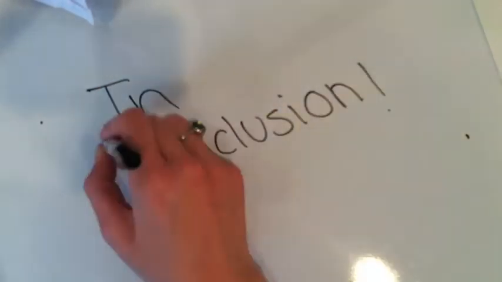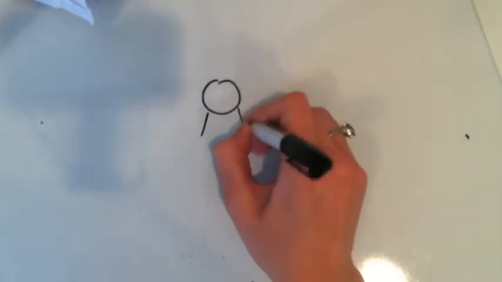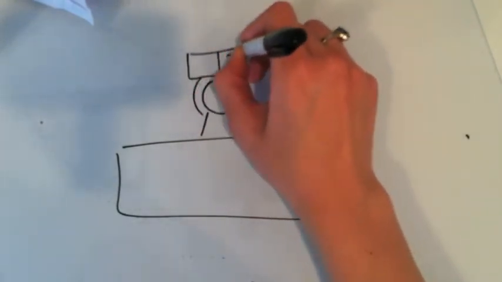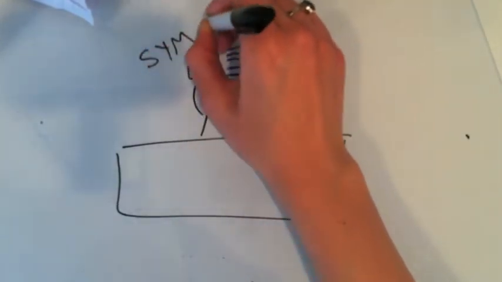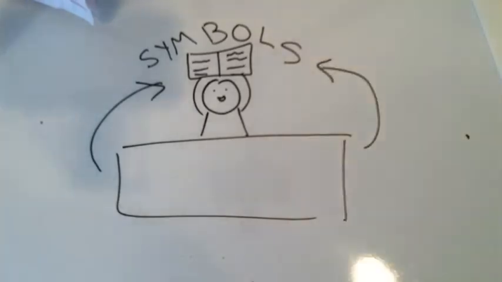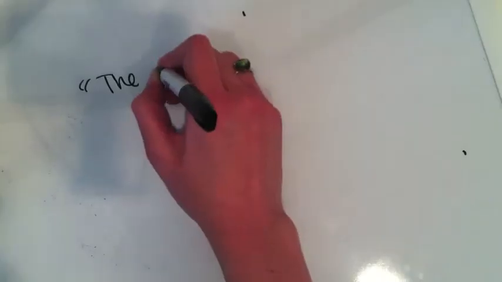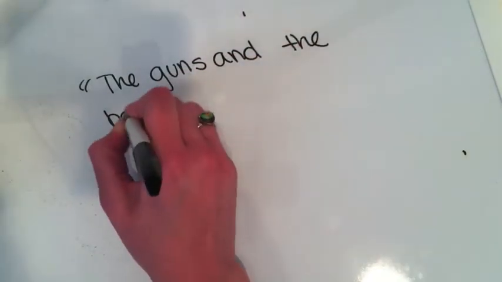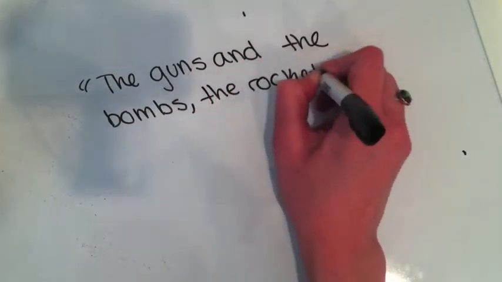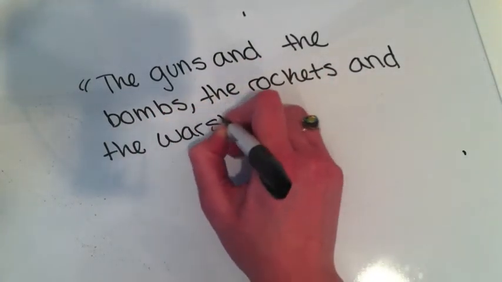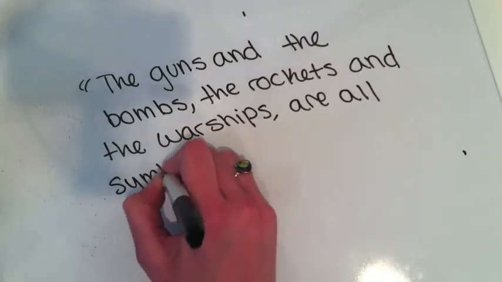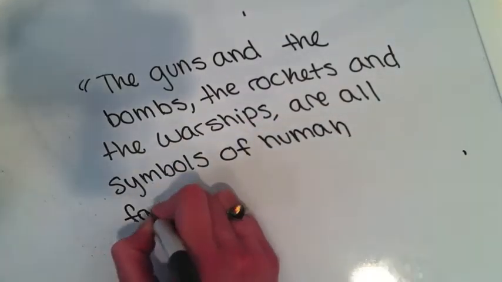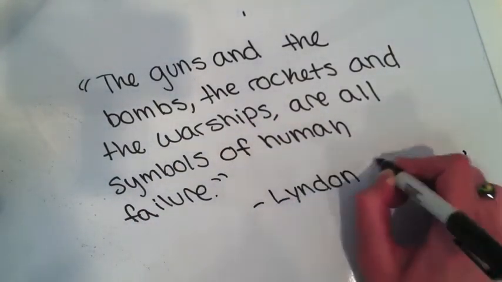In conclusion, the value that comes with learning about symbols is that it teaches you to see beyond the surface of a thing, person, life situation, or event, and see the abstract relationships at work there. Such as the quote here, expressed by President Lyndon B. Johnson: The guns and the bombs, the rockets and the warships, are all symbols of human failure. Slightly depressing, I know, but observations such as this can shape the way you view things happening around you.